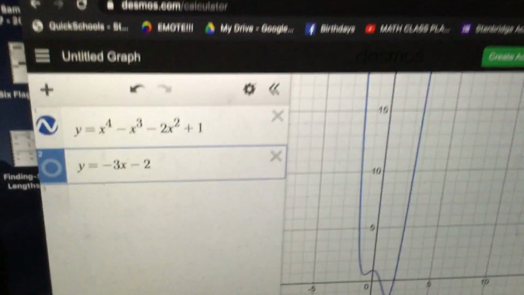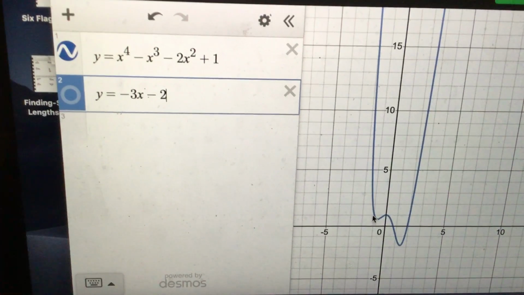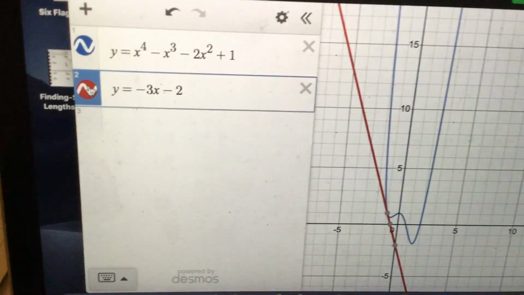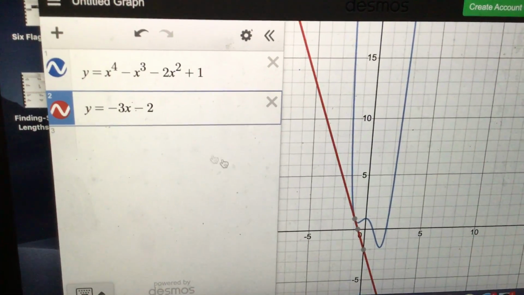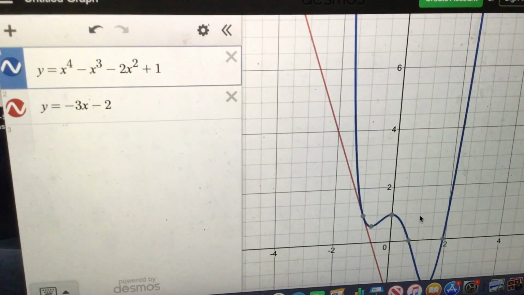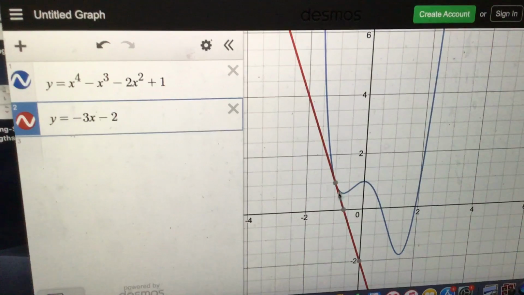Yep. So let's look at this curve. We're going to look at x equals negative 1, and let's see if it touches that curve. Oh, would you look? That is poetry. That is poetry. I'm proud of myself. That is a tangent line.